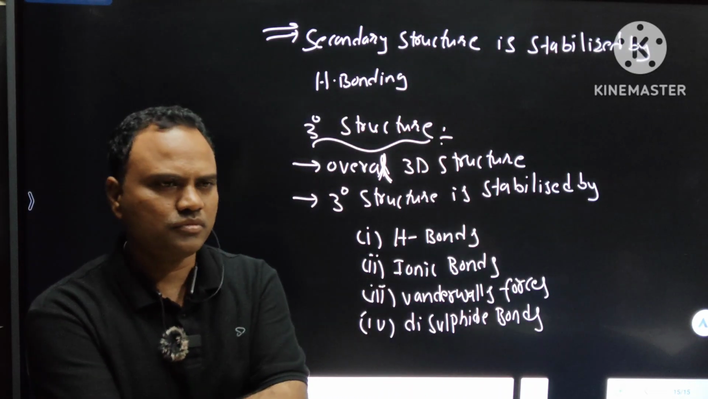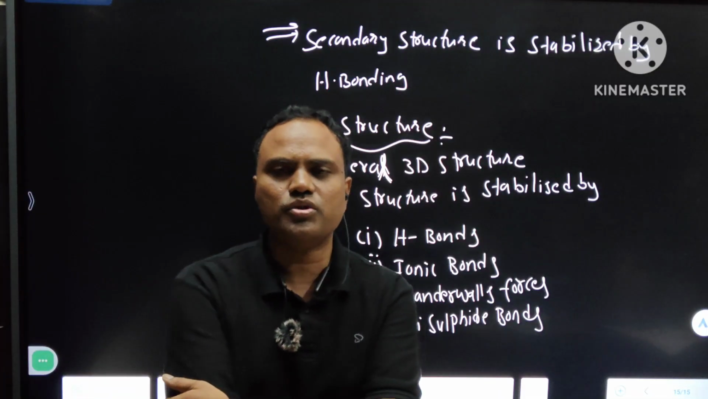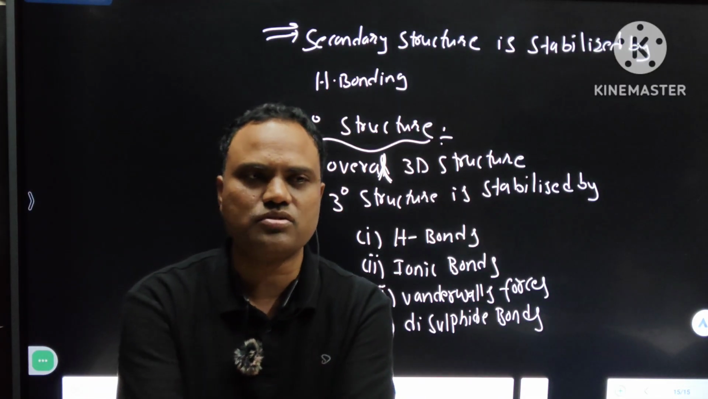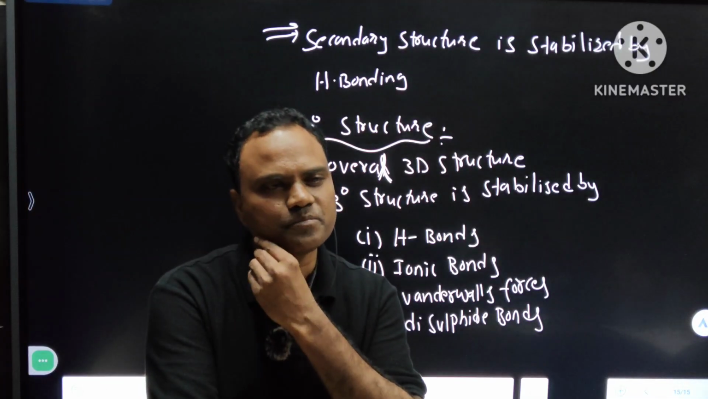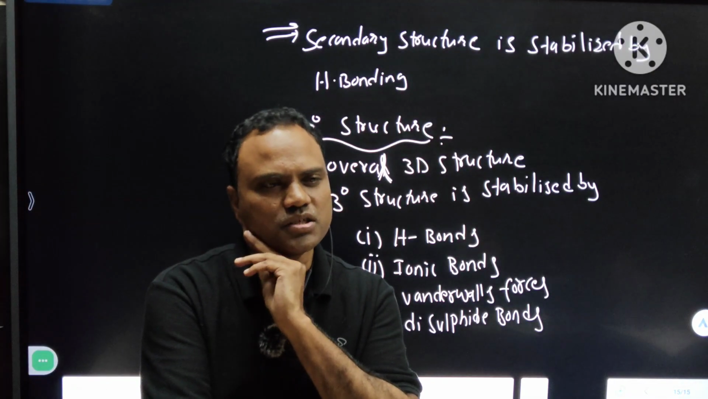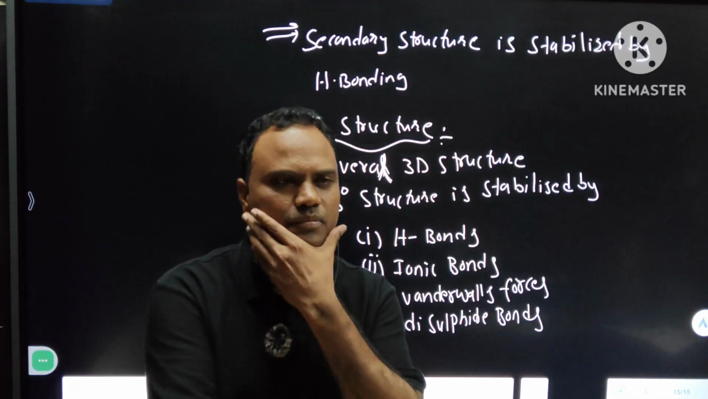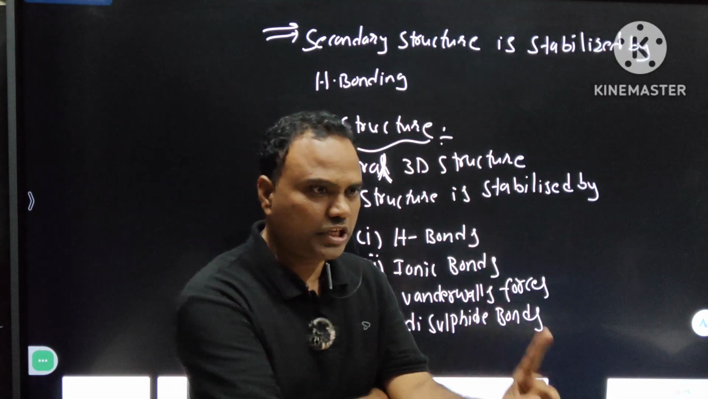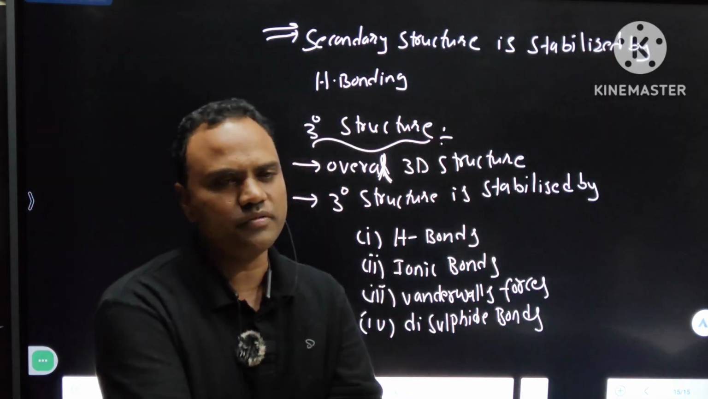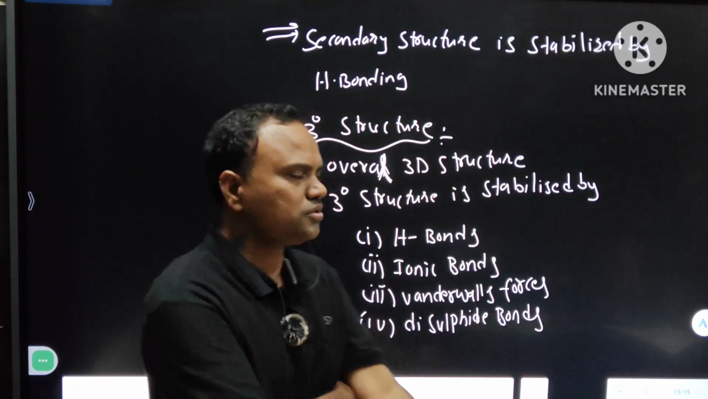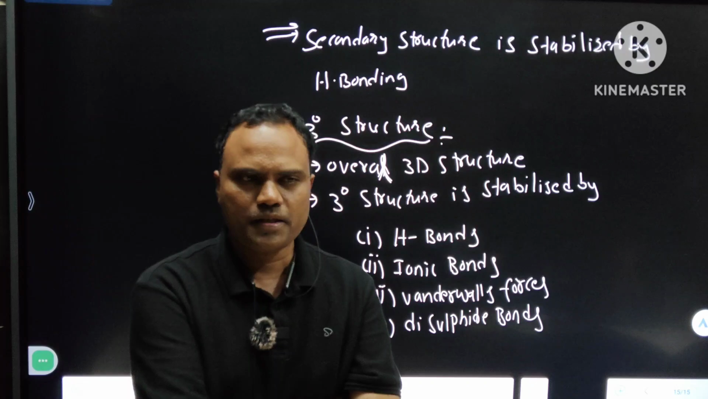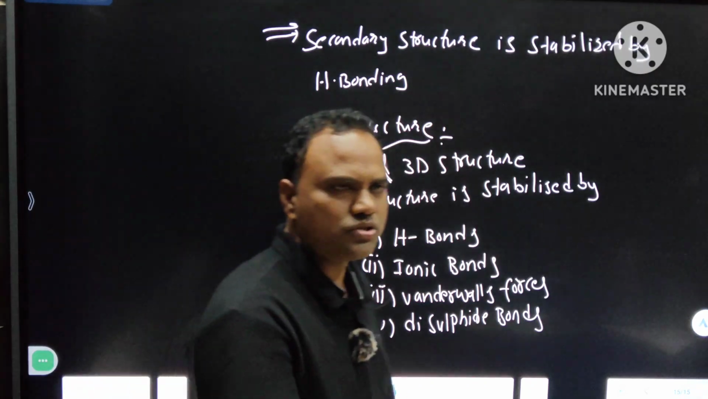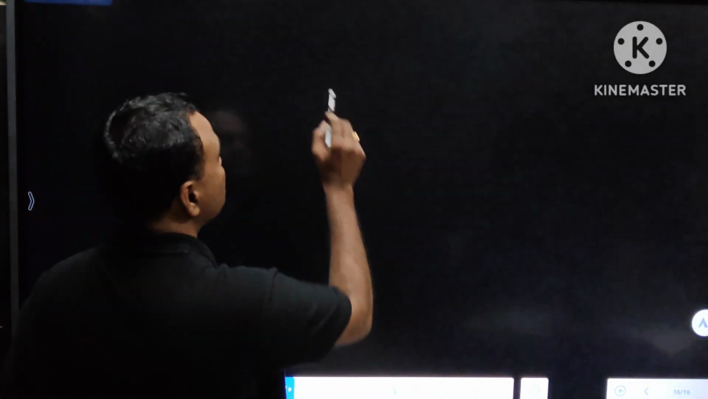A very, very important point: during denaturation, which structure is not disturbed? Primary structure. Why? Because strong covalent peptide bonds are present in the primary structure. During denaturation, secondary and tertiary structures are disturbed, because all these are weak forces like hydrogen bonding and van der Waals forces. Next heading, denaturation of proteins.